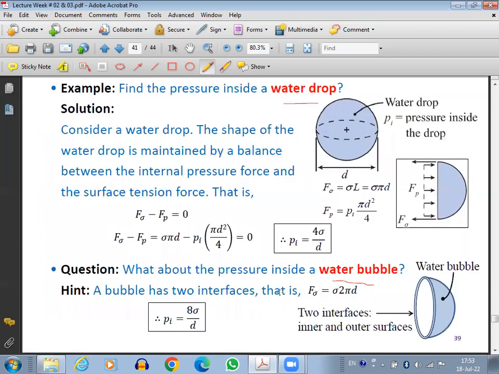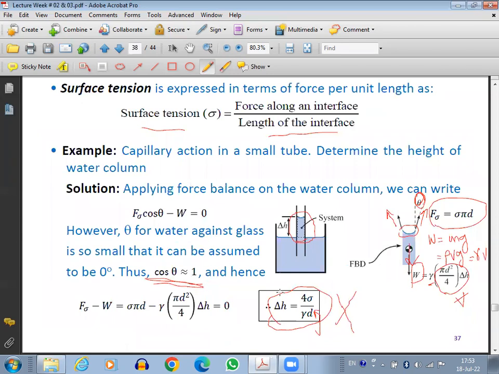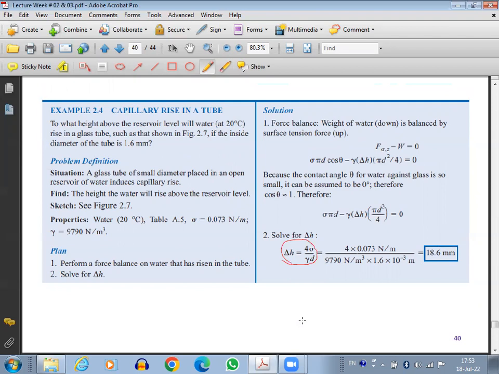This is the same derivation we did here. You see, delta H is 4 sigma over gamma D. So this derivation is done here initially. Then just putting the values. Sigma for water is provided in the exam. Gamma for water, I already asked you to memorize. The diameter is already given in the question, 1.6 millimeter. Substitute the values and you're going to get 18.6 millimeter. So the water in this capillary will rise 18.6 millimeter.